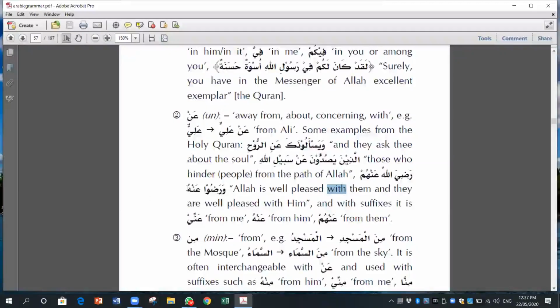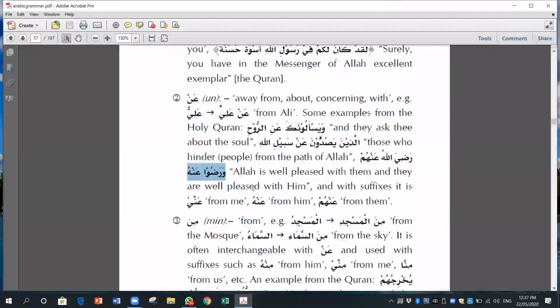Waradu anhu, beautiful: and they are pleased with him, meaning with Allah subhanahu wa ta'ala. This is a verse in the Holy Quran about the companions of Rasulullah sallallahu alaihi wasallam. Allah is saying that they are pleased with Allah and Allah is pleased with them, subhanallah. Anhu, with him. Why is this H capital? Because this is about Allah, so him means Allah subhanahu wa ta'ala.